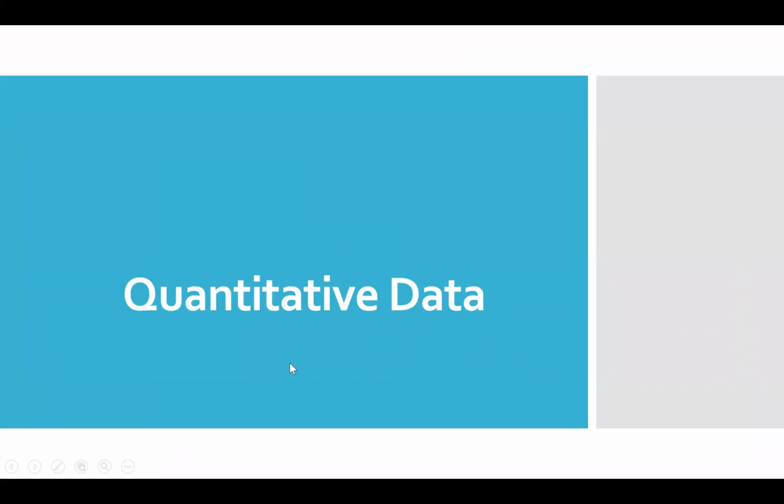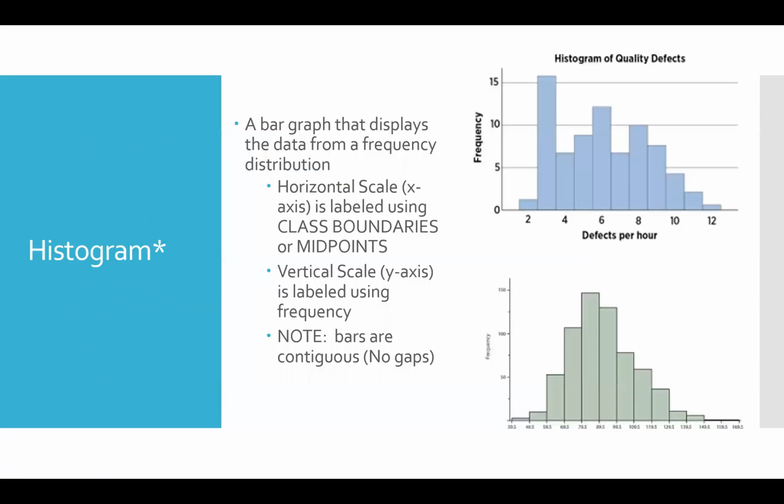Okay, so let's move on to quantitative data. Remember, quantitative data is numbers. So one of the types of graphs that we deal with for quantitative data is called a histogram. There's a star beside it because that is one of the graphs that you have to be able to create and interpret in Minitab and on Mini Project 1.